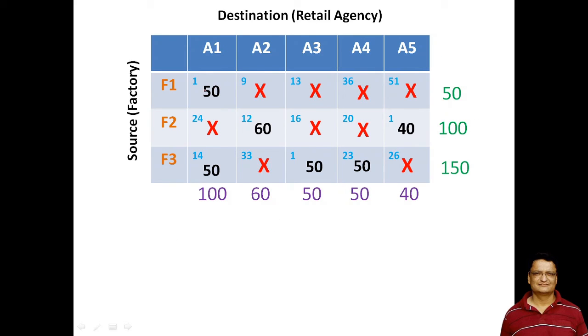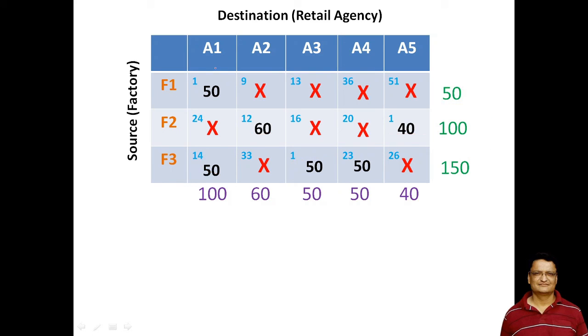Now let us verify whether we have satisfied all the constraints or not. For factory F1, there are 50 allocations and the supply is also 50. So the total summation in this row is equal to 50, so this has been satisfied. In the second row, there is 60 plus 40, which is equal to 100. Again it has satisfied the constraint. In the third row, there is 50 plus 50 plus 50, which is equal to 150, which again satisfies the constraint.